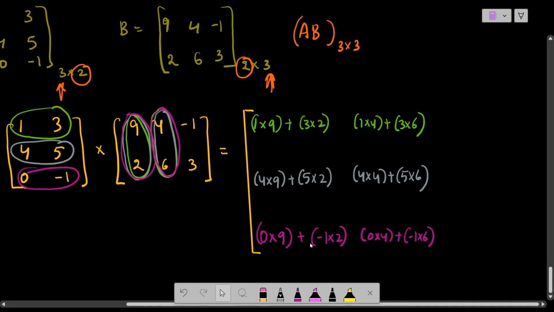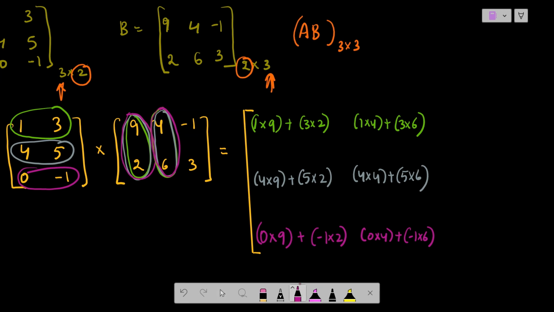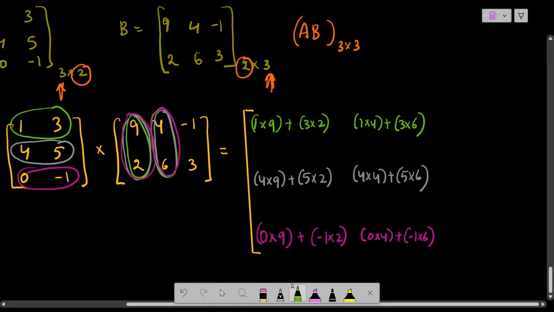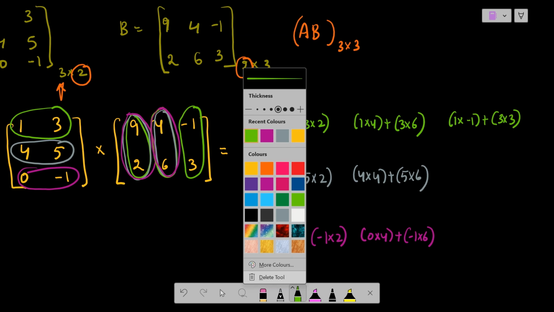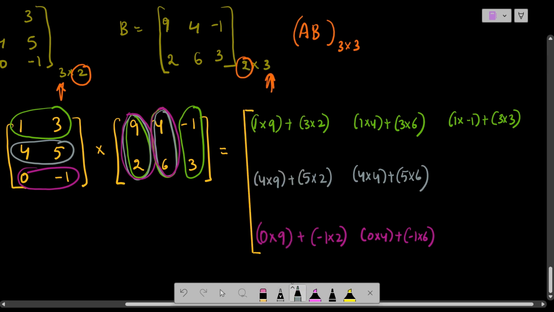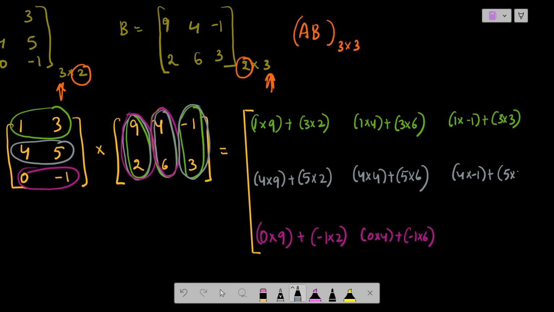Now the third column is remaining. The same process for this also, students. So first row, third column. First row, third column. So 1 into minus 1 and add. 3 into 3 multiply and add. Okay. Now second row, third column. Okay. So 4 into minus 1 plus 5 into 3. Observe carefully, students. Okay. Very, very easy na.